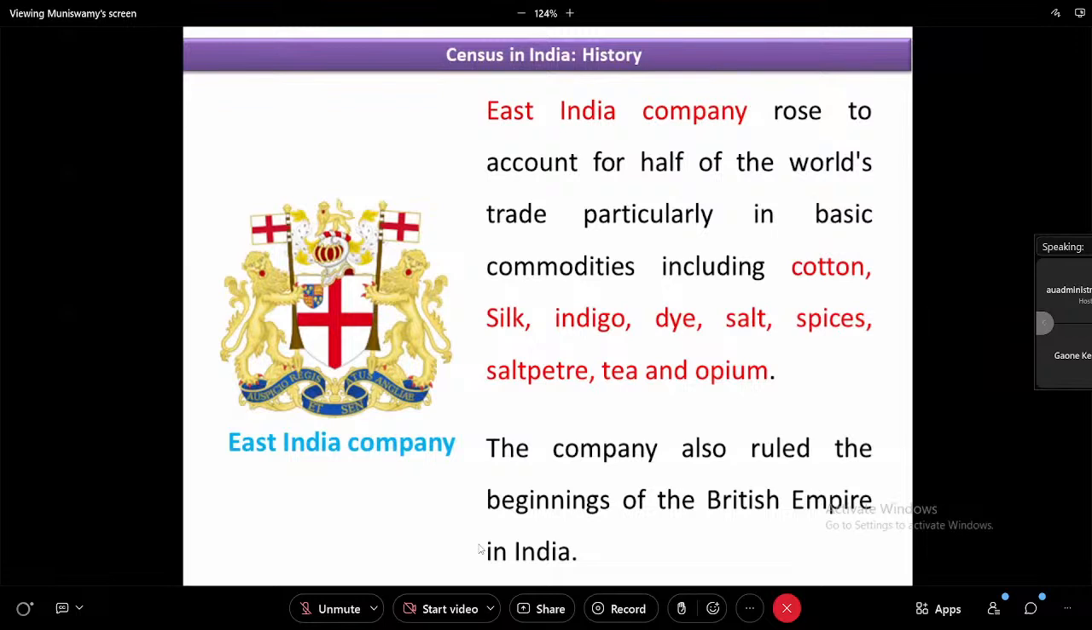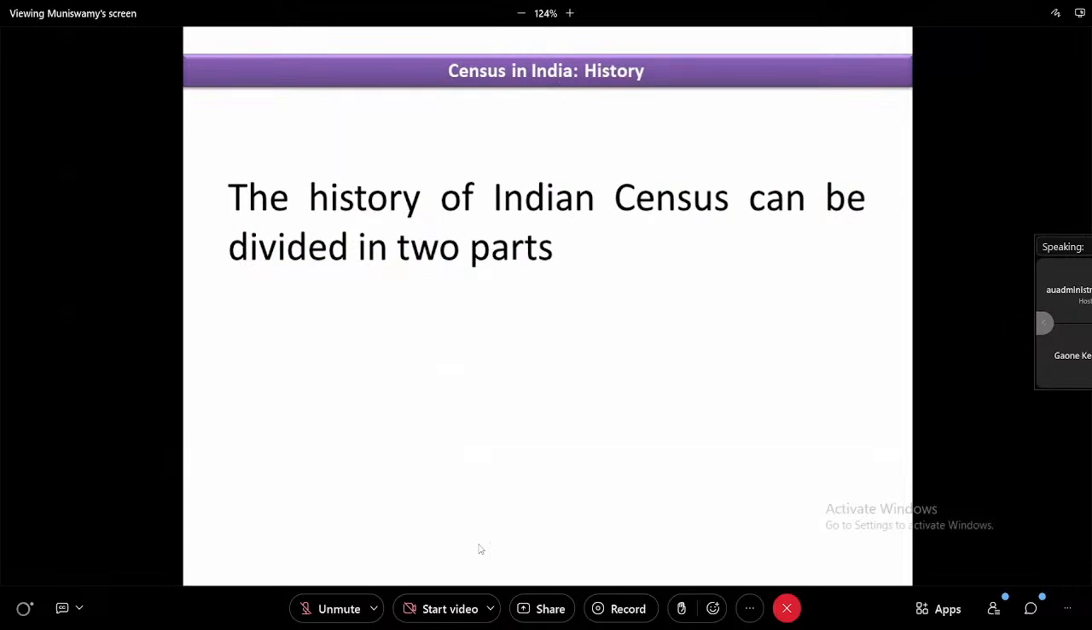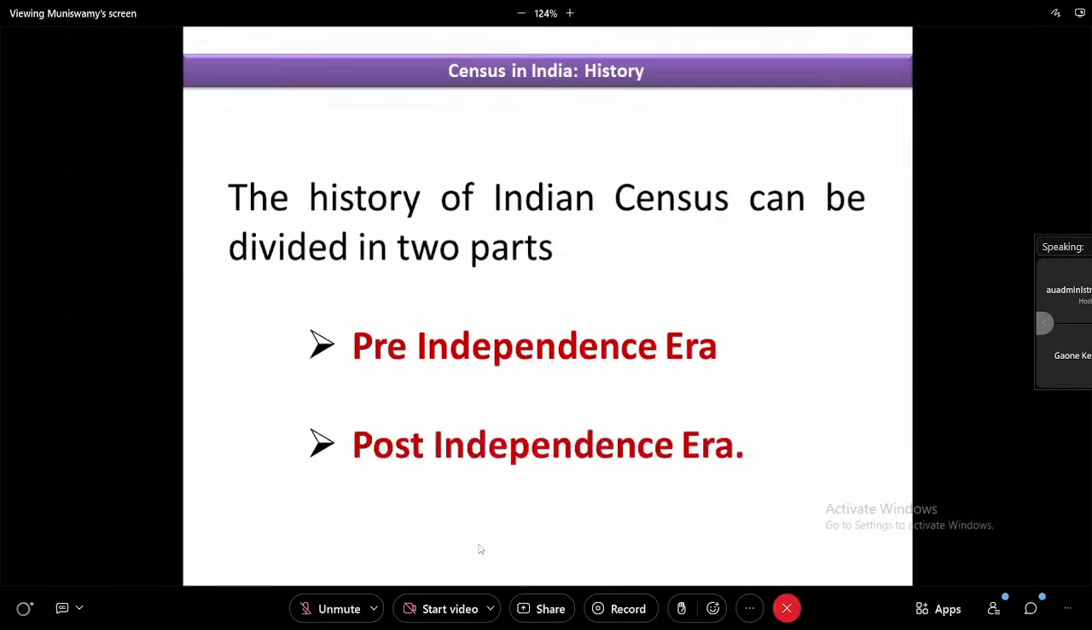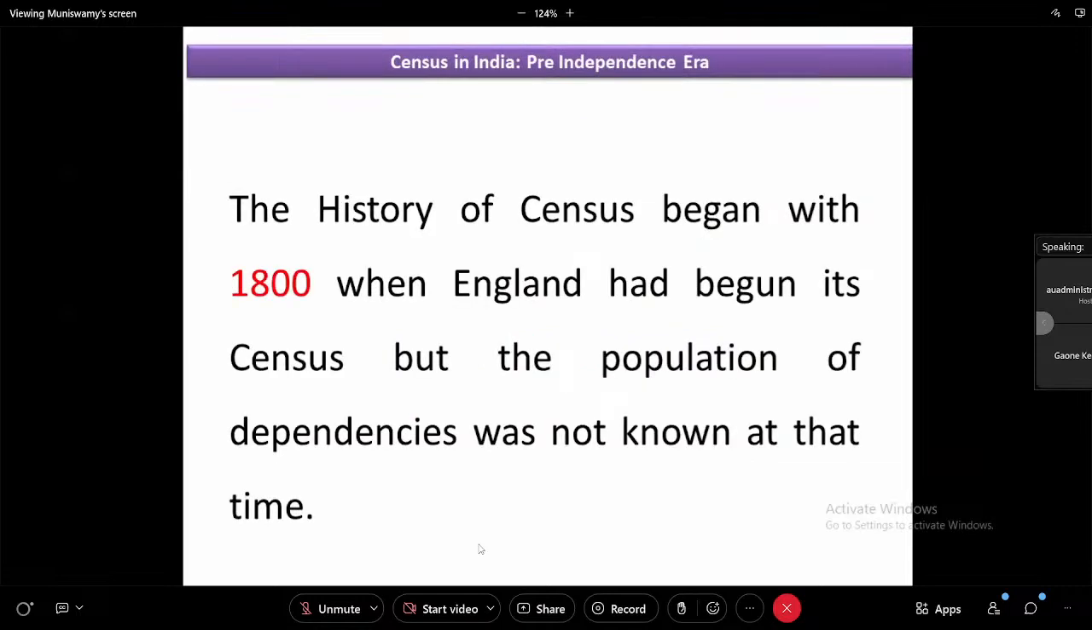Some surveys, some database. So the history of Indian census can be divided into two parts: pre-independence and post-independence of India. So what is the importance of this? One or two surveys I will show. We should go for sample surveys. So in this census surveys, pre-independence era and post-independence era surveys are gathered. Now let us discuss the history of census.